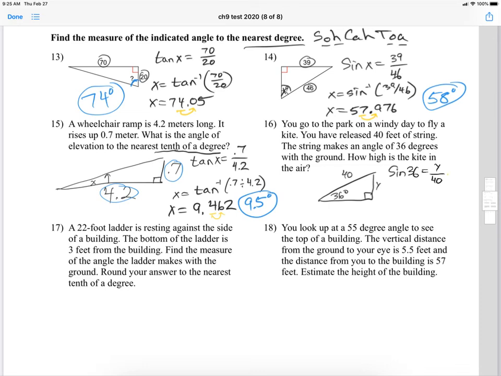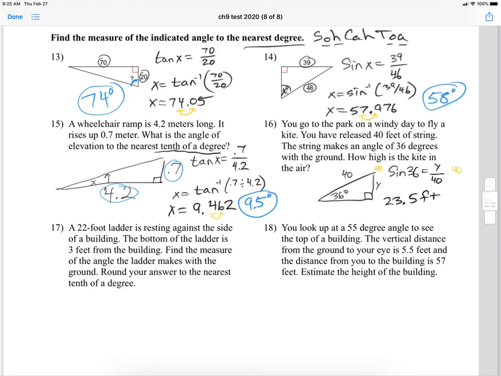So what are we going to do? We're going to multiply by 40 on both sides. And so 40 times the sine of 36 degrees is equal to 23.5. It doesn't say what to round to, so you could leave it as 23, you could say 24, you could take it 23.5114 if you wanted to, but I did make a mention that if it doesn't say, always go out to your tenths. So that would be what the answer is, 23.5 feet in the air.